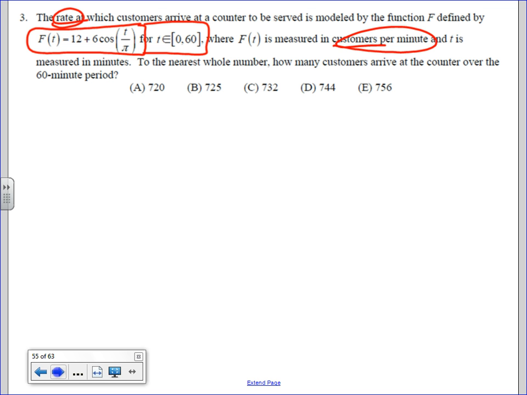What are they asking? Wait, I have customers per minute and they want customers? A rate to an original? What am I doing? Antiderivative. Taking the antiderivative, aka the same thing as the change in the antiderivative. I want to know how many customers arrived. C for customers. How many were there at 60 and how many were there at 0? And I want to know the difference, right?